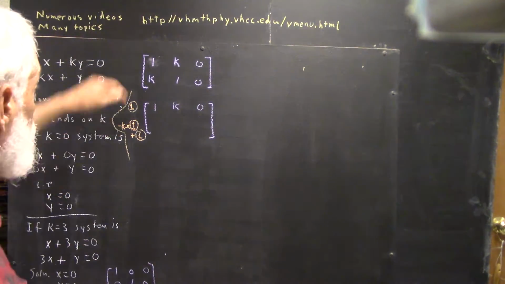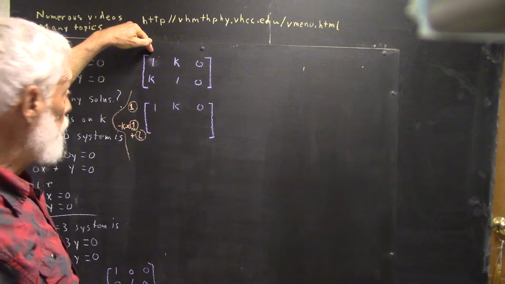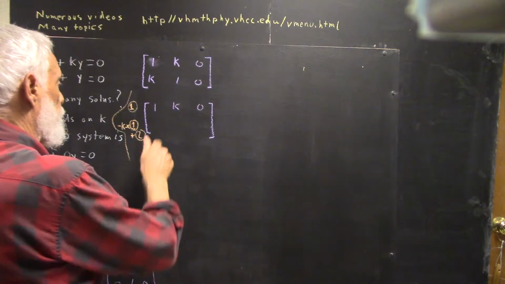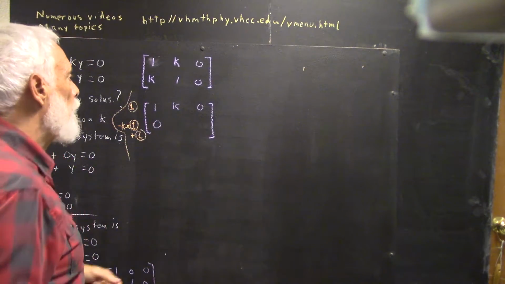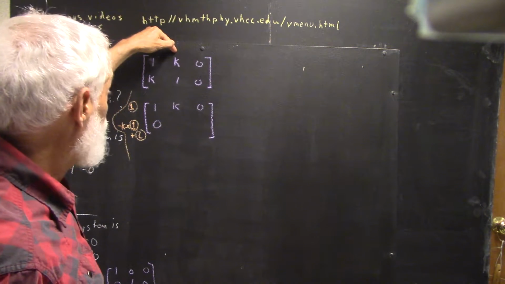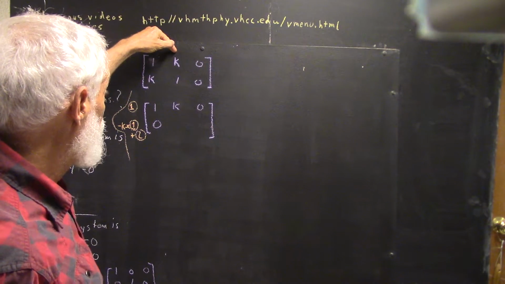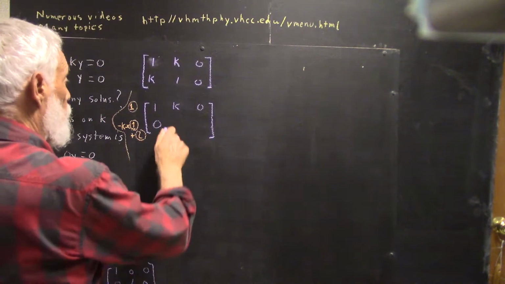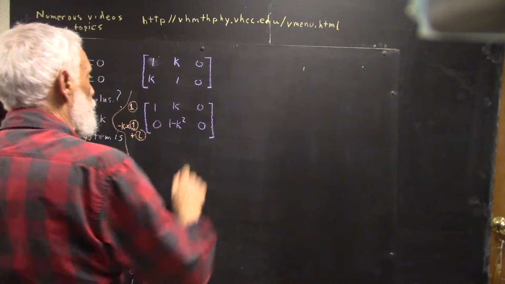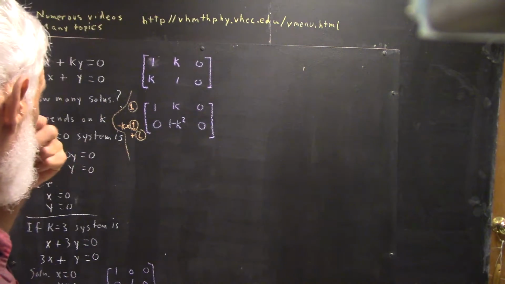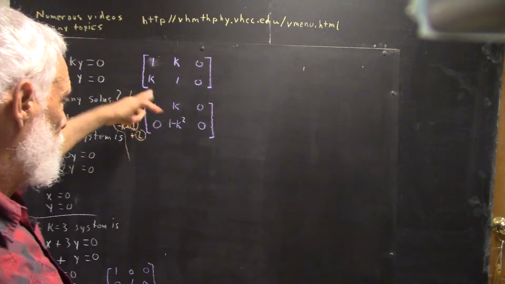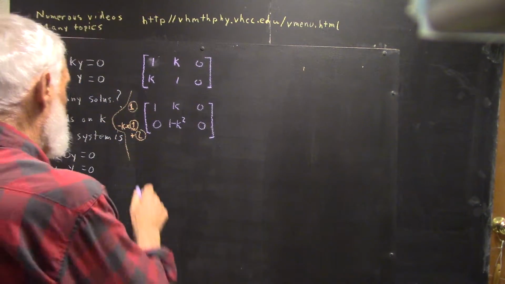So negative k times 1 is negative k. We add that to k and we get 0. Negative k times k is negative k squared. We add that to 1, and we get 1 minus k squared, and 0. Now it's clear that whatever k is, I'm not going to formally do the row operation.